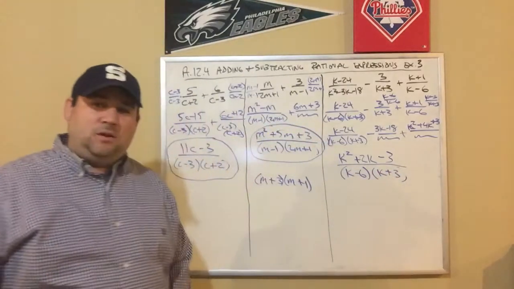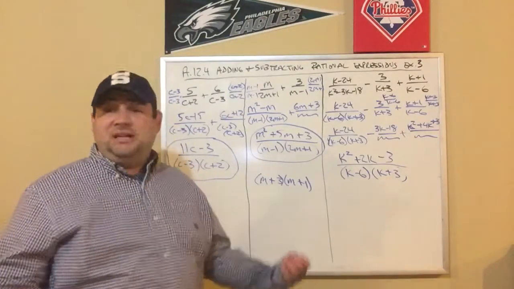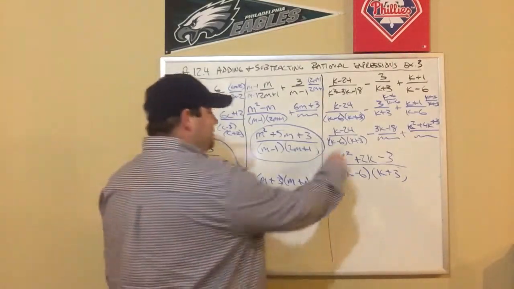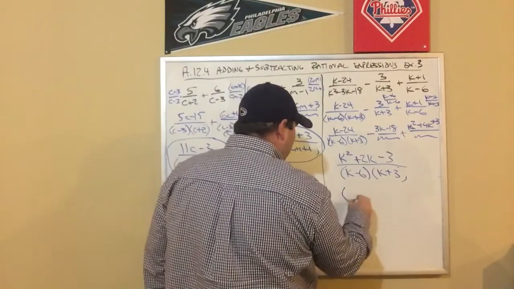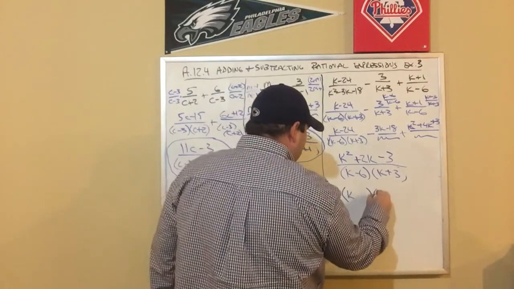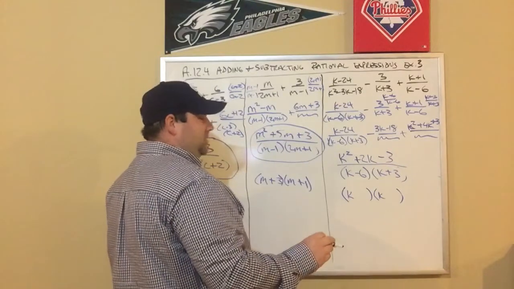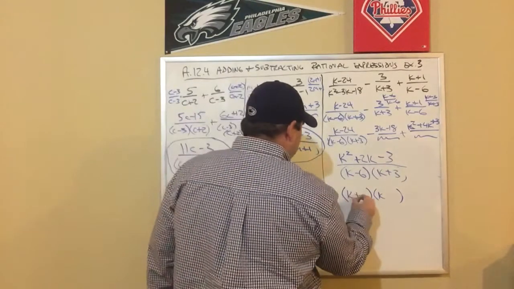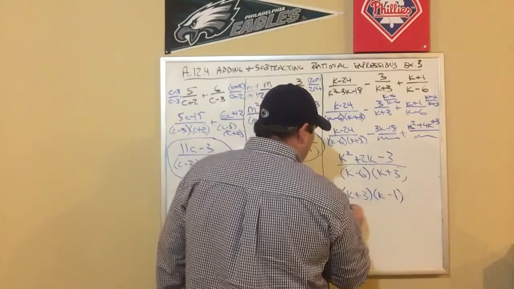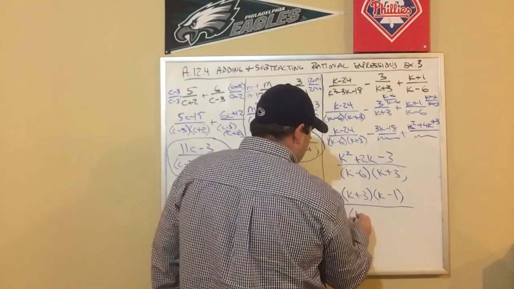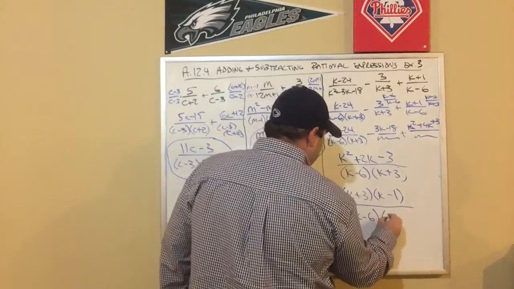Woo! A long problem. So now, are we done? Let's make sure we can't factor this trinomial up top. So that would be k, that would be k. So negative 3, one's going to be positive, one's going to be negative. What if I did plus 3 minus 1? That'll be over k minus 6 times k plus 3.